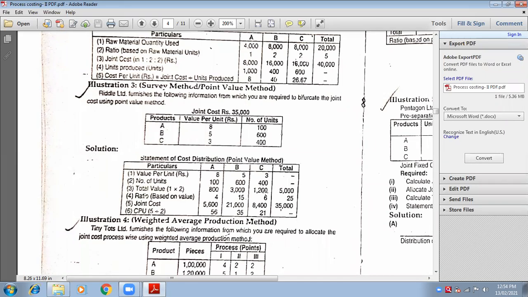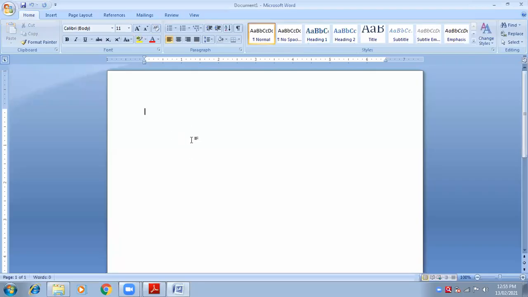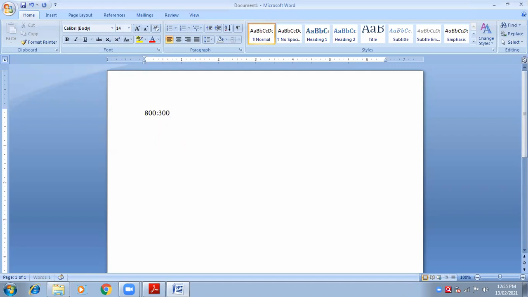Now, as soon as we get the particular value of A, 800, of B, 3000, and of C, 1200, we can easily calculate the ratio based on these three figures. Can you tell me how to calculate the ratio? I will write here. Common cancellation, we cannot say divide. We need to make a table. So this is 800, for B is 3000, and for C is 1200.